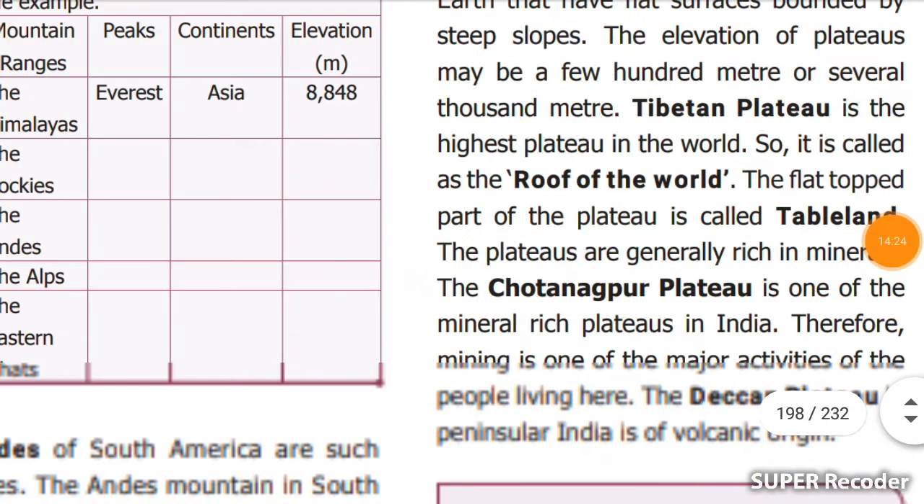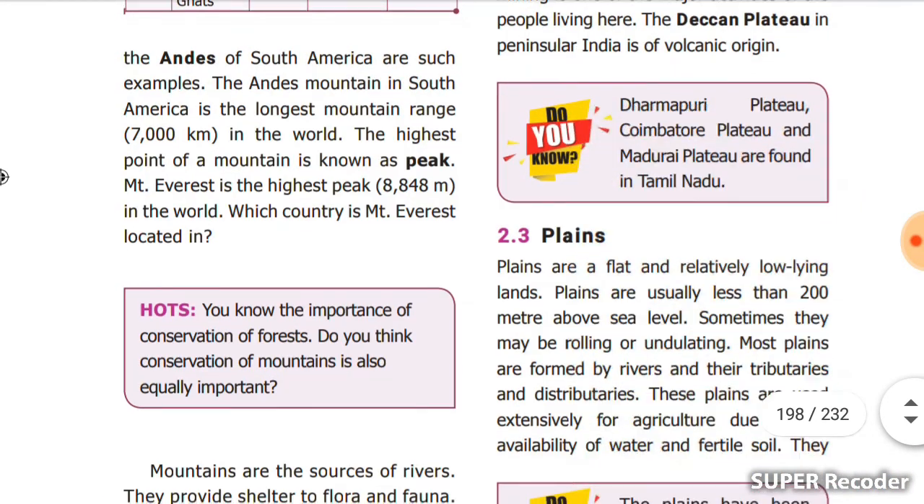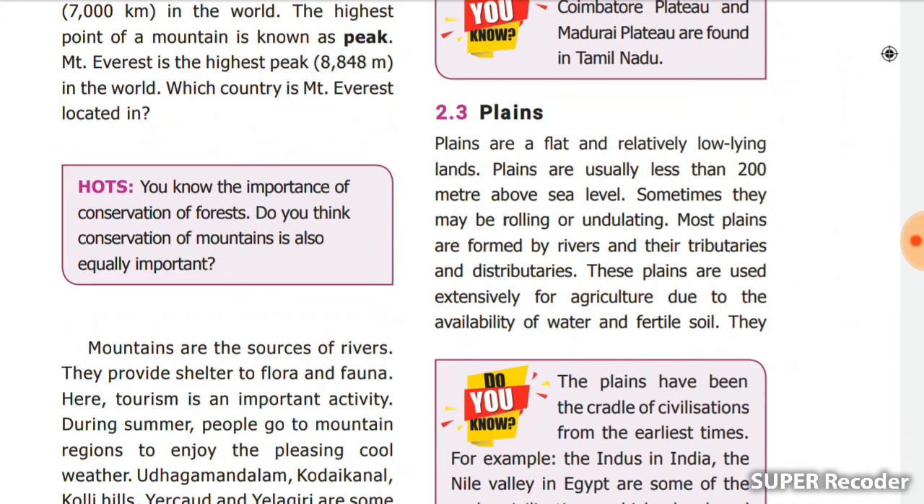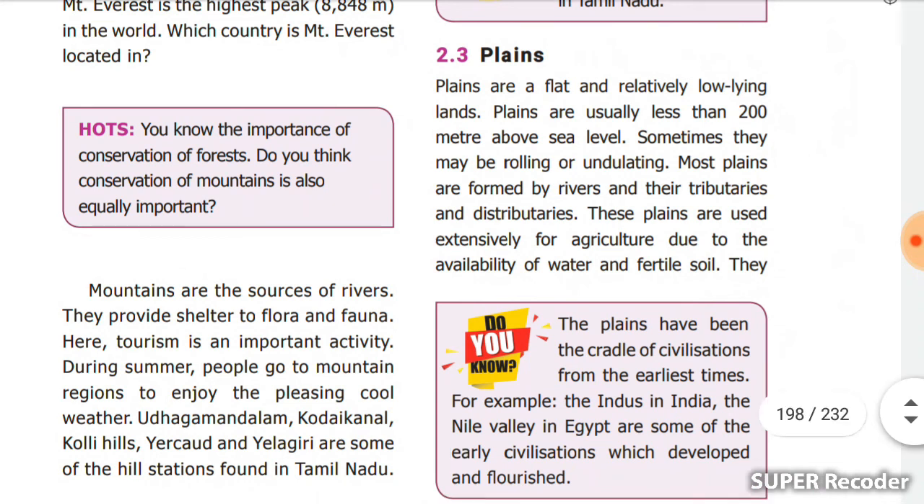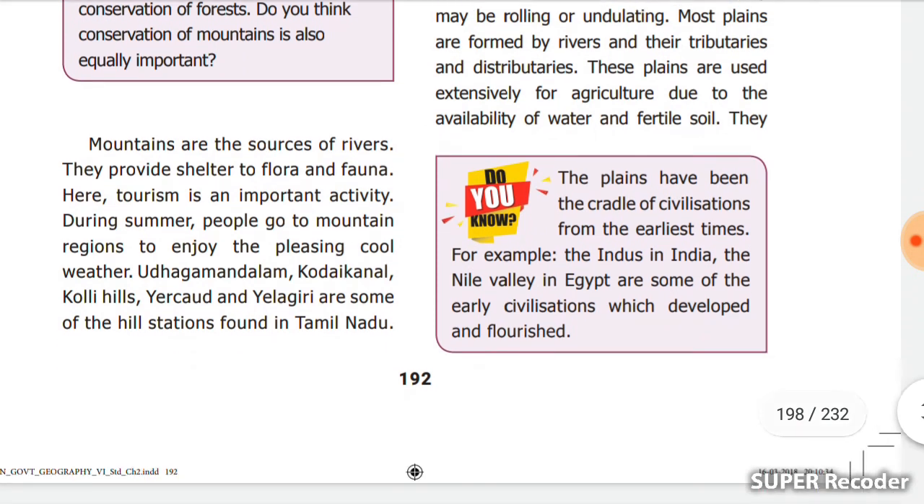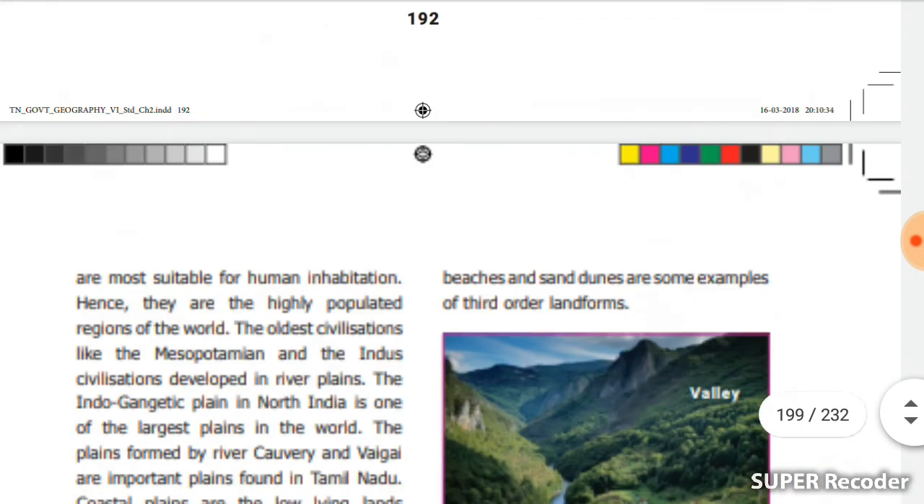And now we talked about the plateaus and all, and now we are going to talk about the plains. Yes, plains. Plains are flat, low-lying land, and less than 200 meters above sea level. Most plains are formed by the rivers and their tributaries. The plains are used for agriculture because they have fertile soil and water available there. And do you know, the plains were the cradle of civilization from the earliest time. Okay, for example, the Indus civilization in India and the Nile Valley civilization in Egypt. These are two civilizations that developed and flourished during that period.